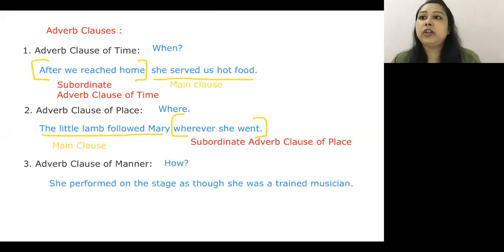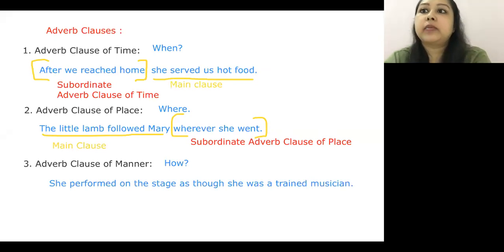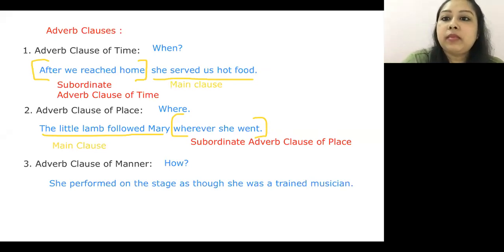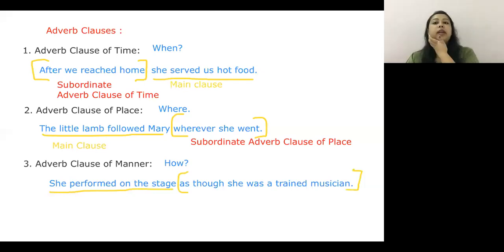Very good, Dhruv. "She performed on the stage" is my main clause. "As though she was a trained musician" becomes my subordinate adverb clause of manner. Since I asked the question, how did she perform on the stage? And the simultaneous answer that I got was, as though she was a trained musician.